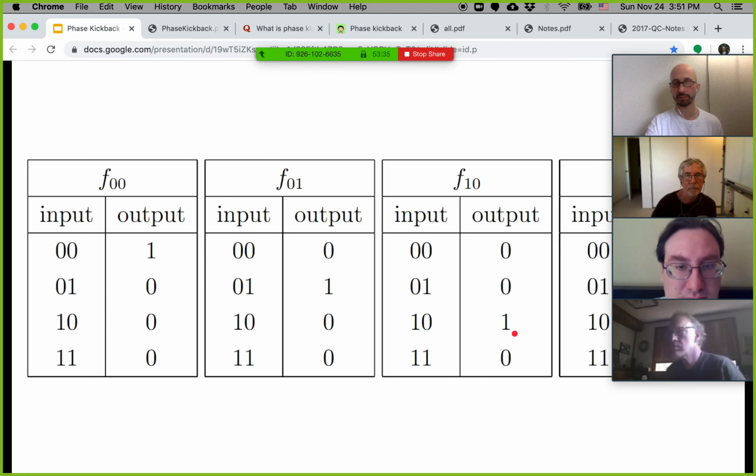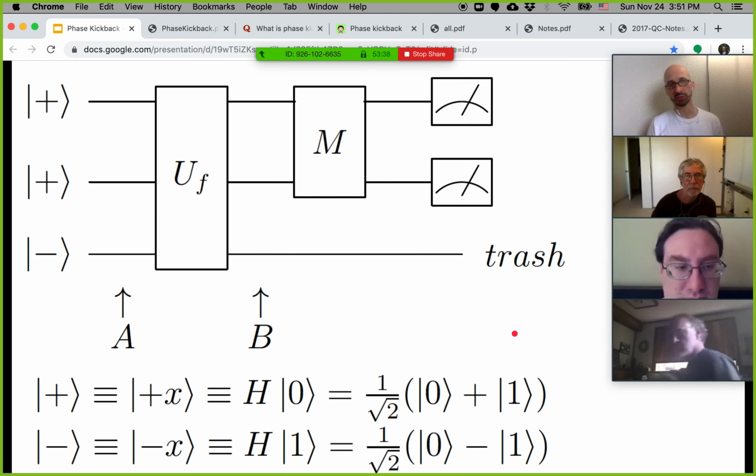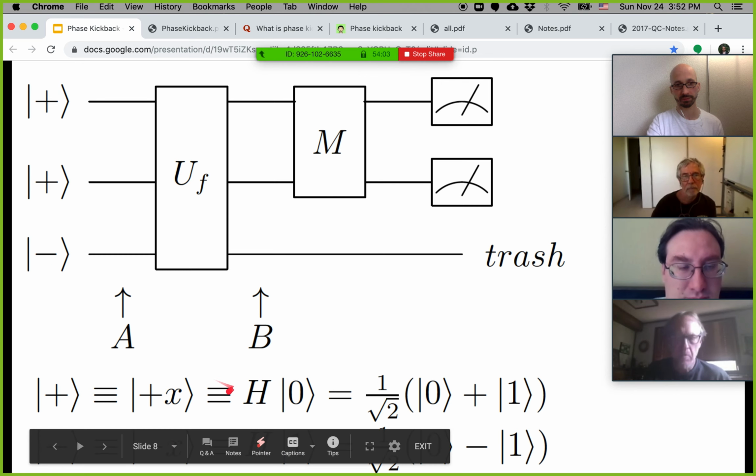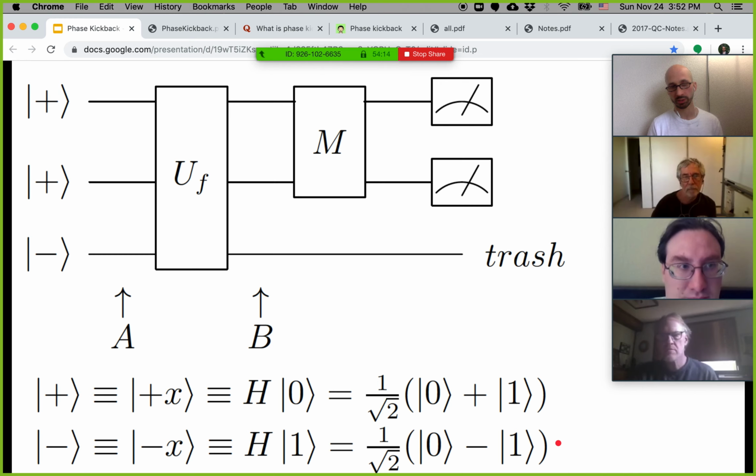Everyone good? Okay. So Alice gives Bob this circuit U, and let's talk about this circuit first, and then we'll move to how to build UF. So this circuit has 2 control qubits, which are in the plus state, and the target qubit is in the minus state. The minus state, the one on the bottom, is also an equal superposition, but it has a minus sign here, and it can be prepared by applying Hadamard to 1.